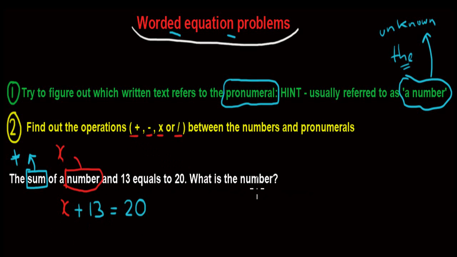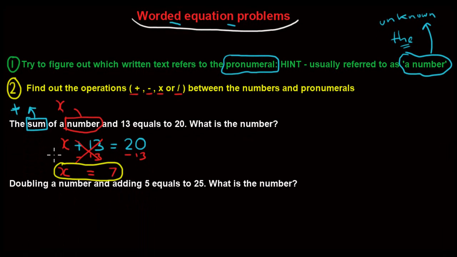Now what you have to do in this case is figure out what the number is, so you've got to figure out what x is. So you would just do it as you would always do, you would do the opposite. So x plus 13 equals 20, we do minus 13 from both sides to remove the plus 13, so that crosses out. And then we have left x equals 20 minus 13, which would be 7. So we know our number is 7 because x equals 7.